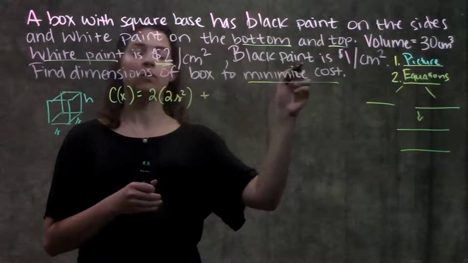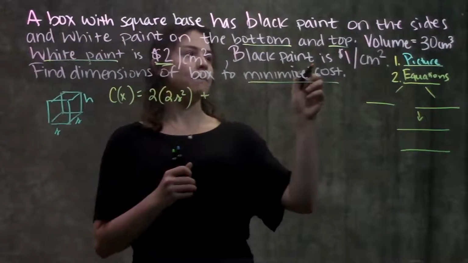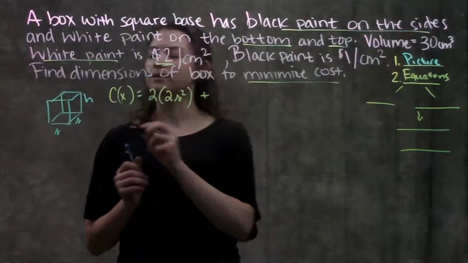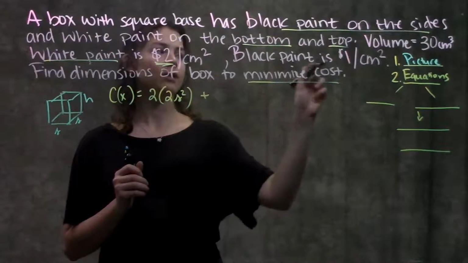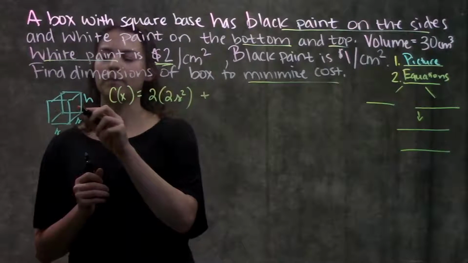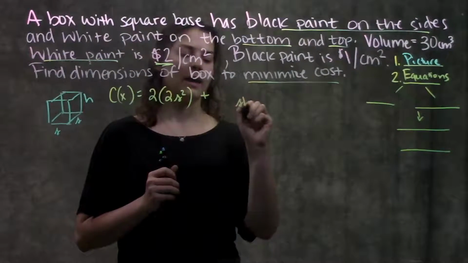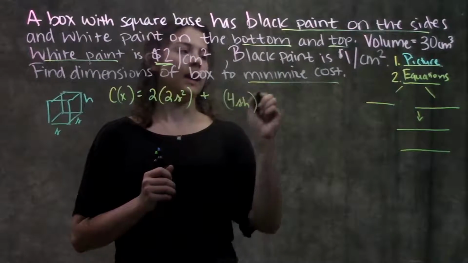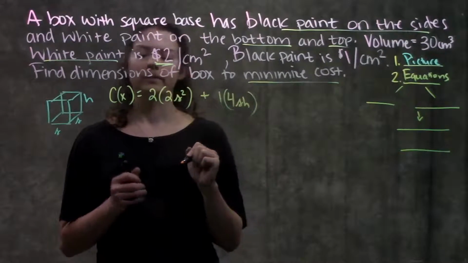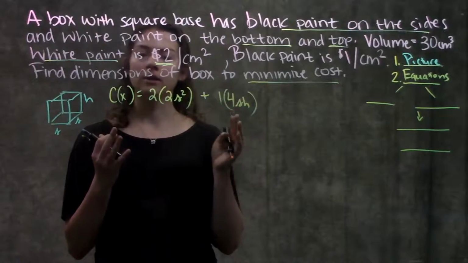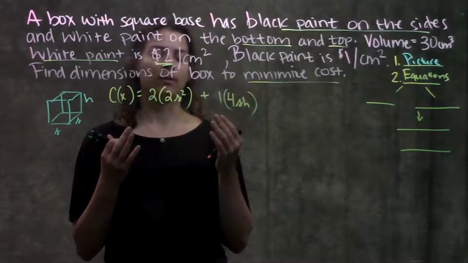Plus, let's do the same with black paint. We know that black paint is going on all of the sides, so we have 4 of them. And we know that's $1 per centimeter squared. So the dimensions of my sides are just S by H, and remember, I have 4 of them, and the cost is $1. Okay, so here's a pretty good equation for my cost formula.